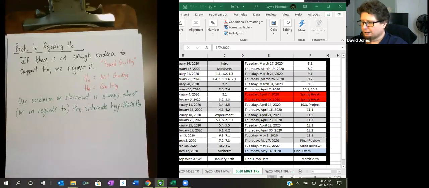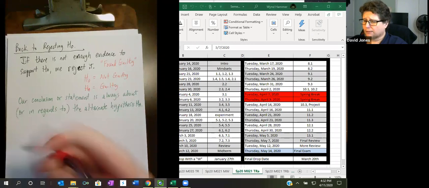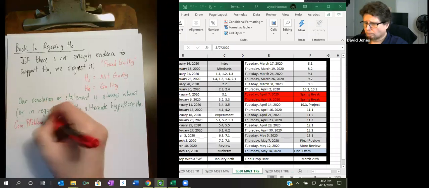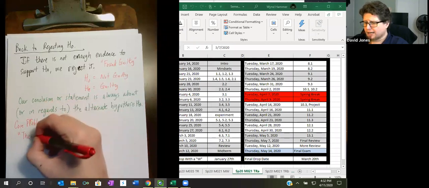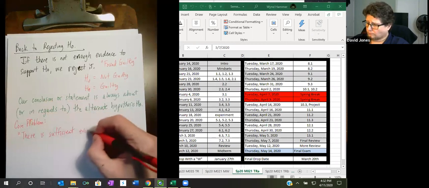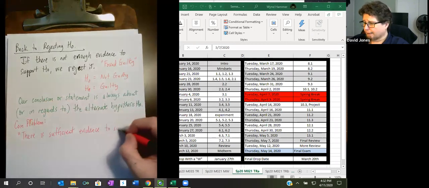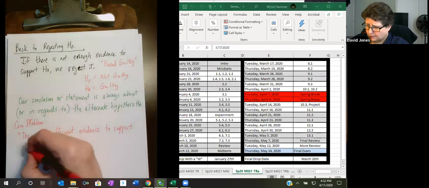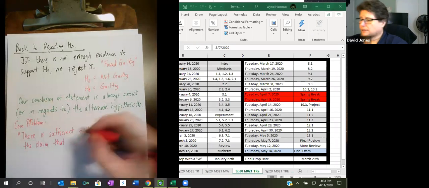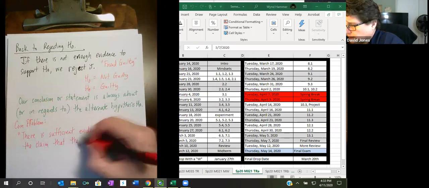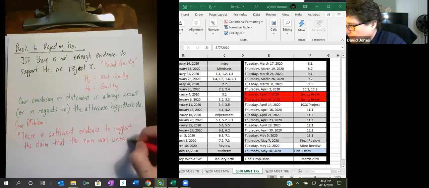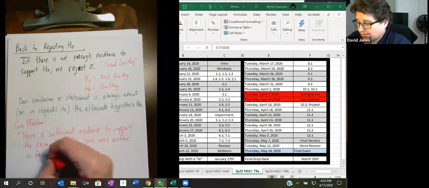And what would I say here? Back to the coin problem. There is sufficient evidence to support the claim that the coin was unfair in favor of heads.